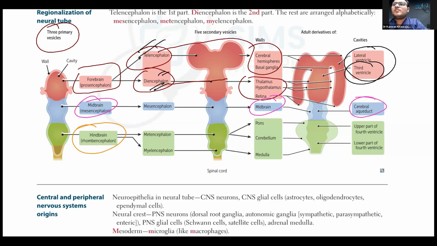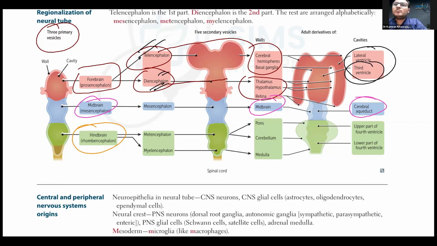Rhombencephalon is divided into further two: metencephalon and myelencephalon. Remember, meten, myelin. Metencephalon is further divided into two portions, the pons and the cerebellum, and myelencephalon is making the medulla.